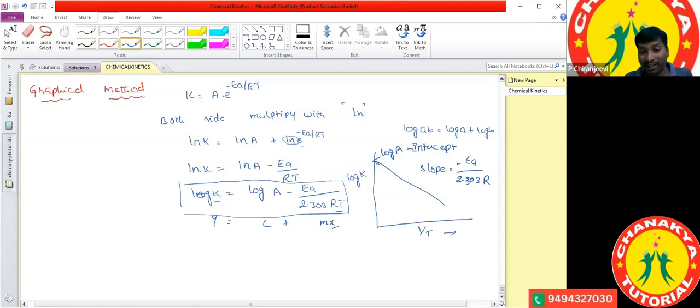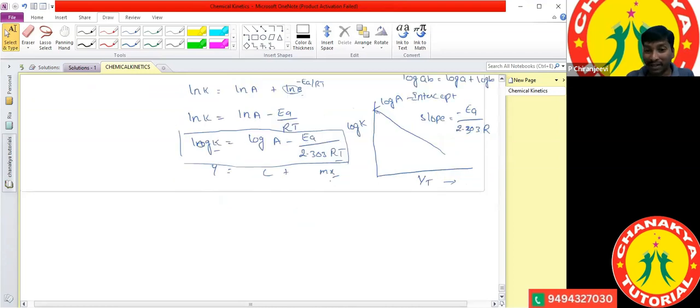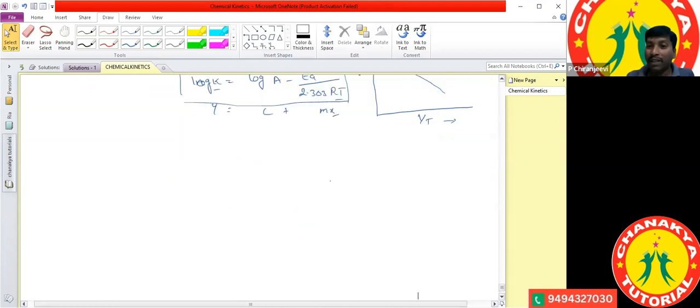Another equation is the comparison method. Whenever you compare equation 1 and equation 2, we get one more equation. Another one is the comparison method. By using the comparison method also, we can explain the relationship between rate constant and temperature.